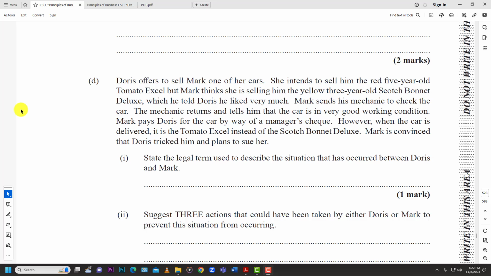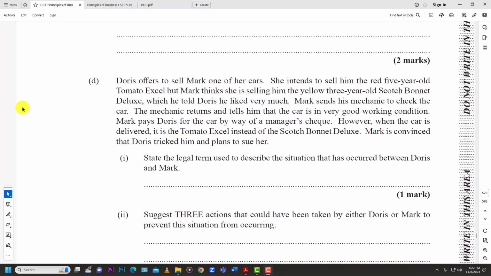Mark pays Doris for the car by way of the manager's check. However, when the car is delivered, it is a Tomato XL instead of the Scotch Bonnet Deluxe. Mark is convinced that Doris tricked him and plans to sue her. Okay, we got that little case study right there.